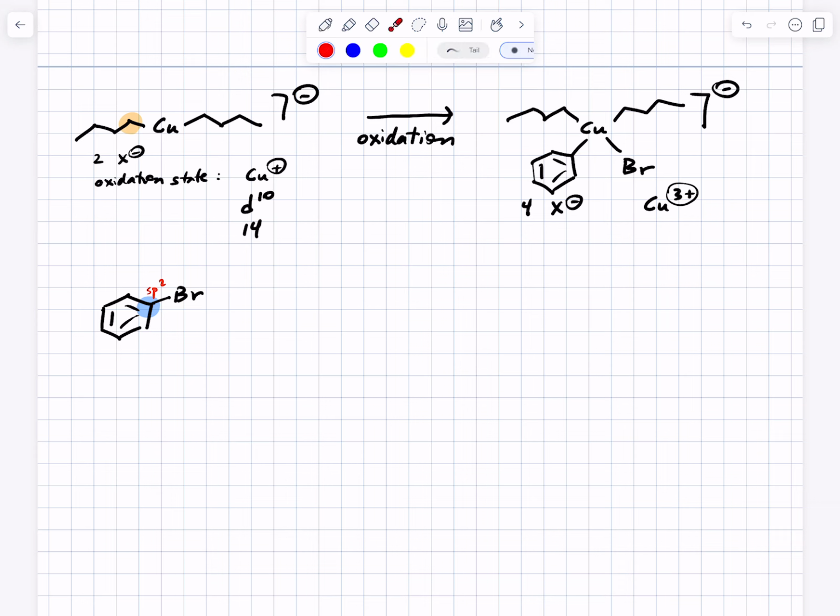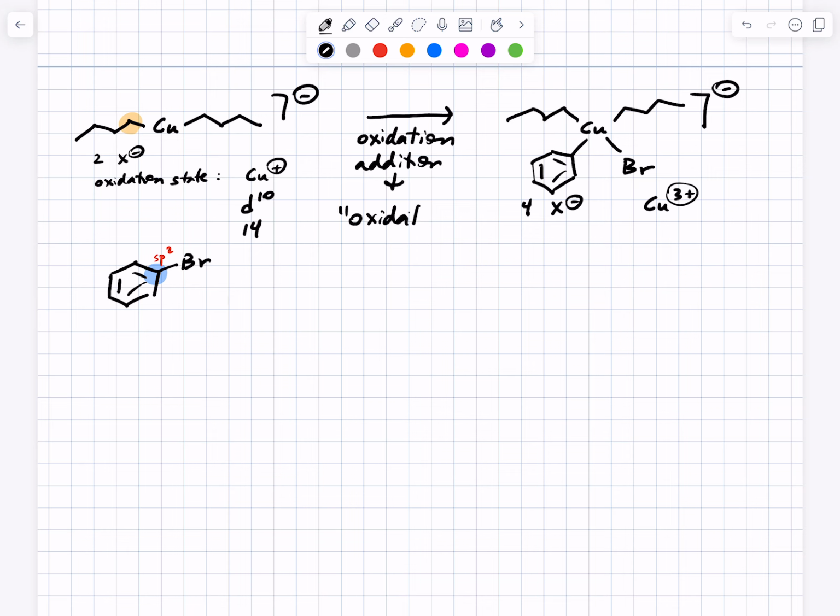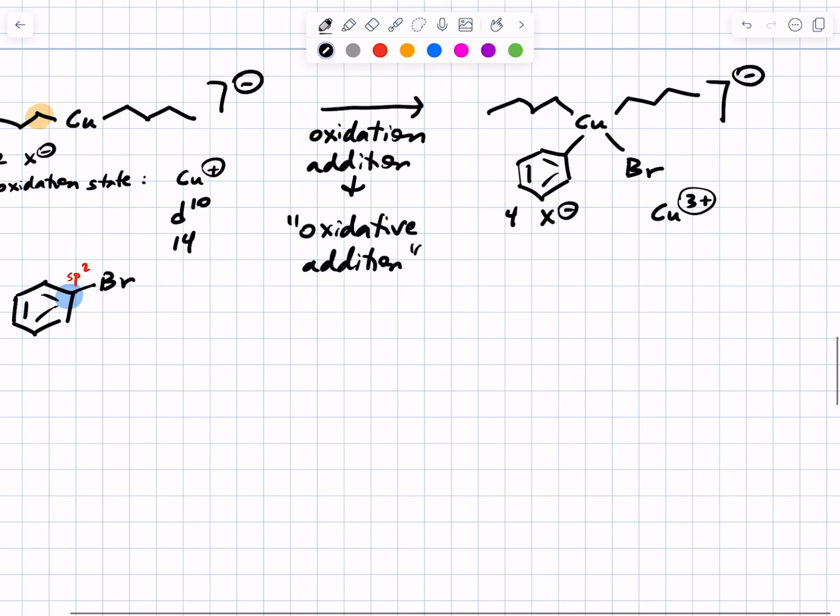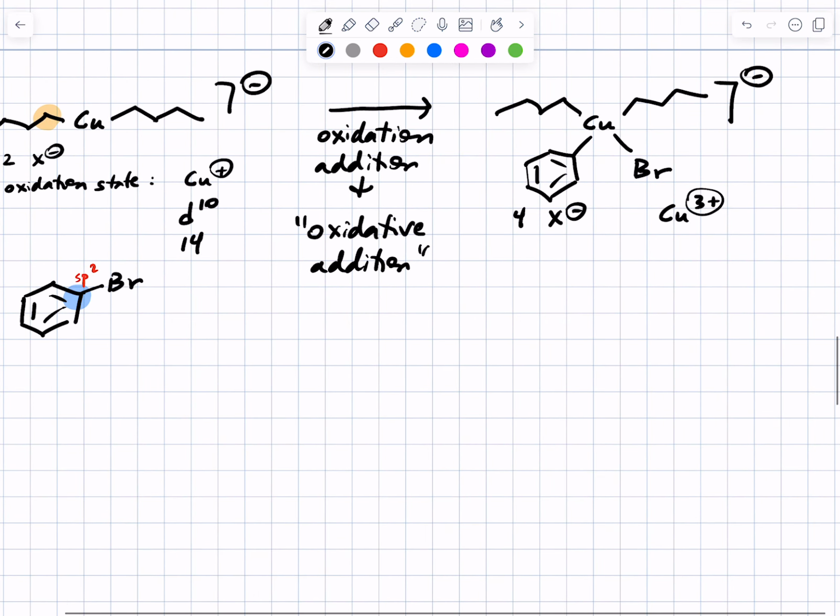And it was also an addition reaction because our starting material, the aryl halide, got added to the metal. So we combine these two terms together and we call this reaction oxidative addition. Copper lost 2 electrons. Where did they go? Well, let's see if we can work that out. If copper is +3, how many d electrons does copper now have?